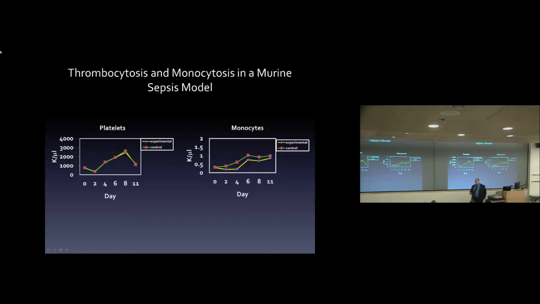And in fact, when you look at those animals, what you'll see is that initially their platelet counts drop, but then they shoot sky high until the infection gets walled off. If they're going to survive, you'll see this response every time. And similarly, the monocyte levels will steadily go up.